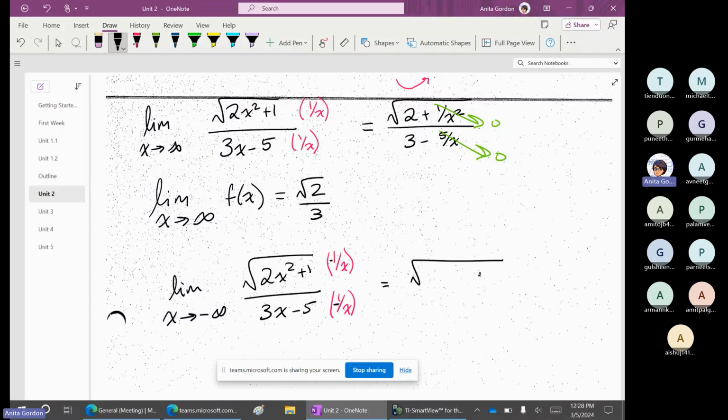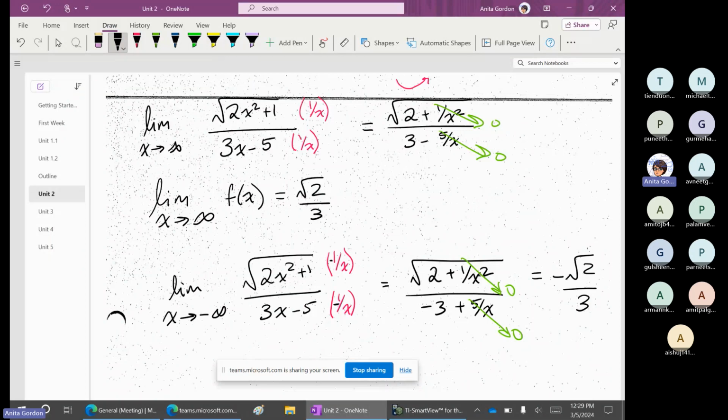So in my brackets, because I have to square it to put it into the square root, this is still going to be 2 plus 1 over x squared. The bottom, negative 3 plus 5 over x. Did we follow that? Yes. Okay, so this goes away, this goes away. So my answer here is negative root 2 over 3.